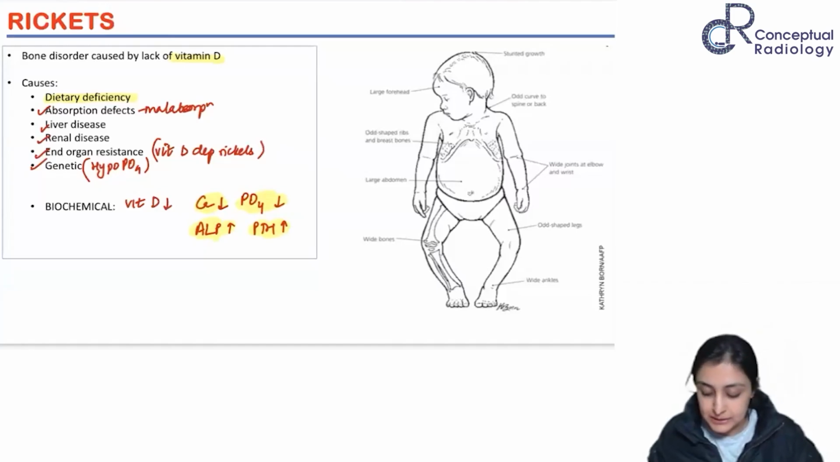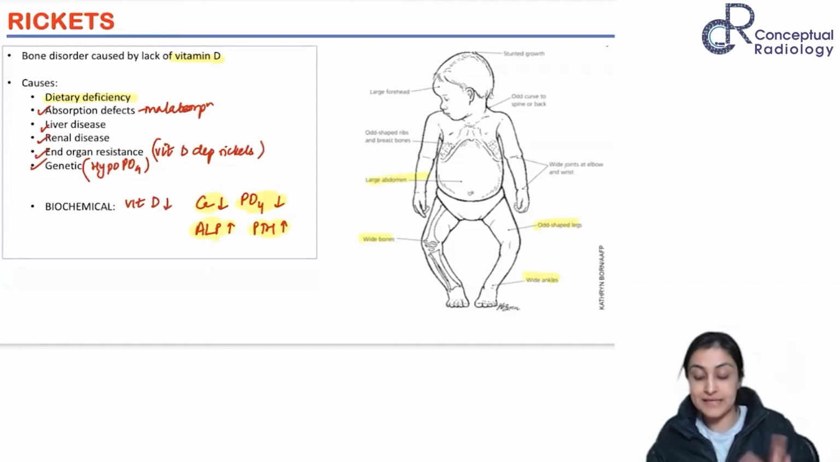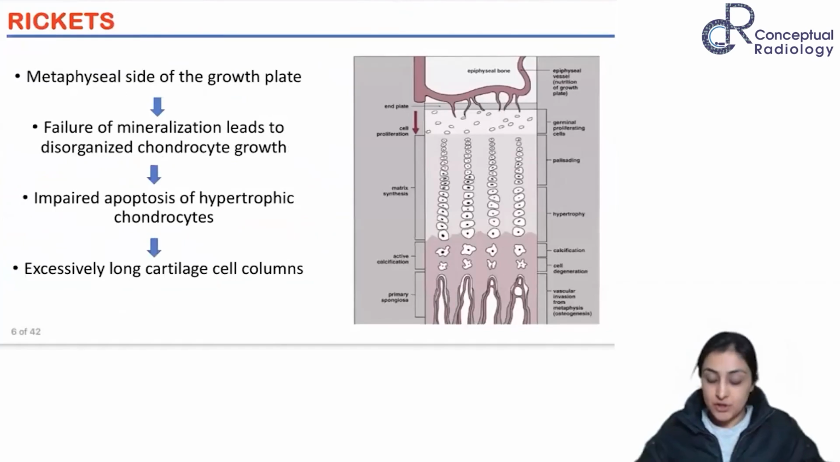This is the clinical picture where you will see a lot of bony deformities, like you can see here. You'll see widening of growth. You'll see a protuberant belly. So these are the few things that you see clinically. Pathophysiology we have just seen, right? So this is the epiphysis. This is the metaphyseal end.